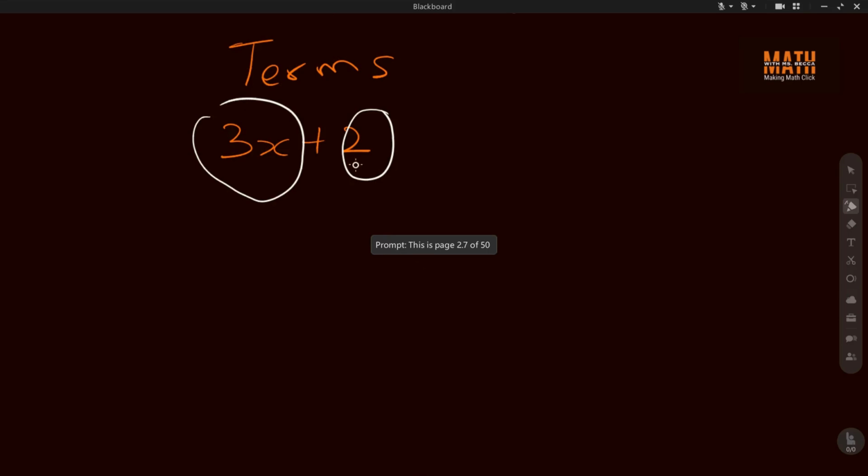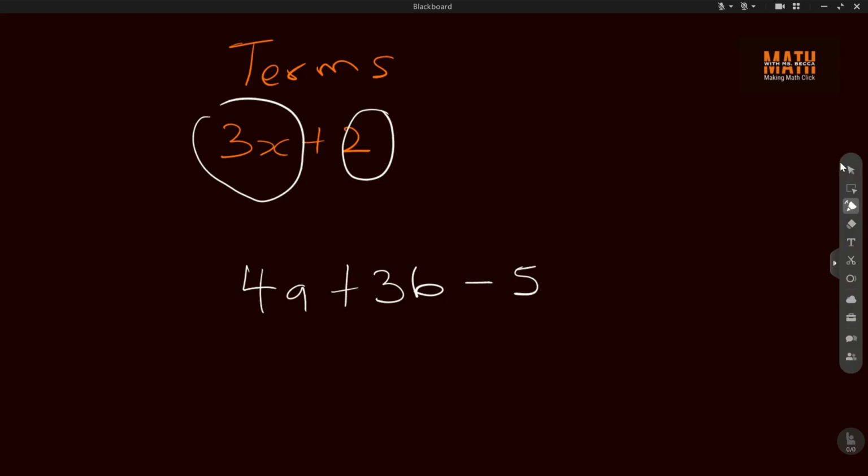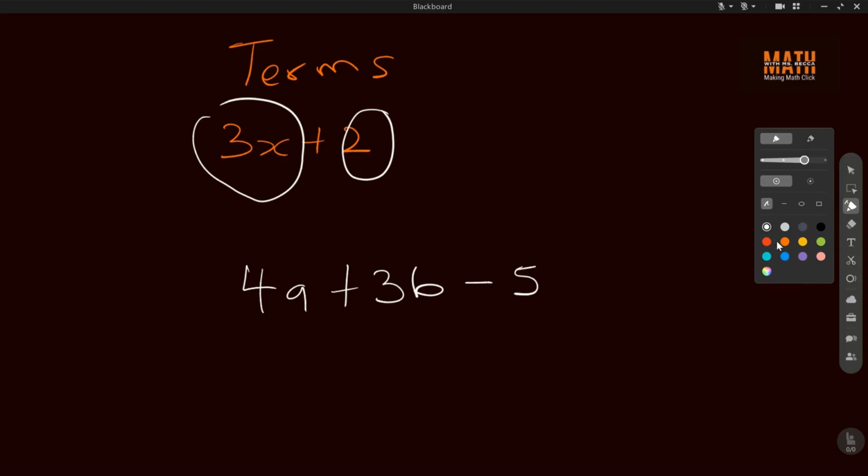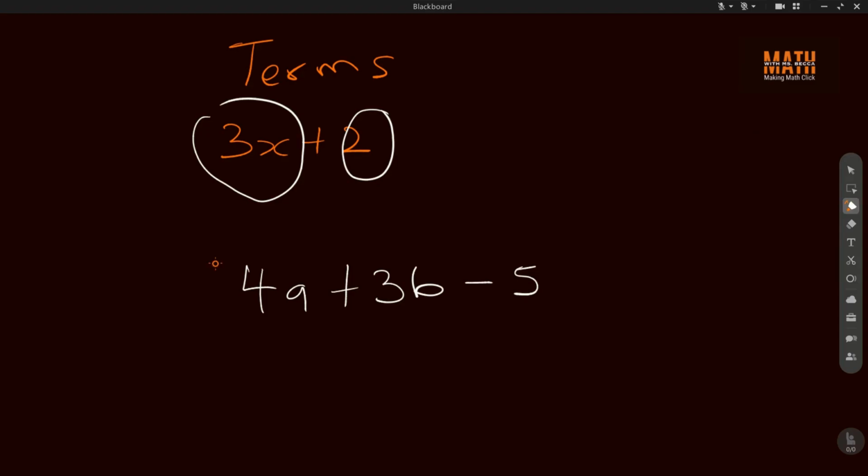Now in 4a + 3b - 5, how many terms do we have here? Don't forget, each part separated by plus or minus is called a term. So that means in this expression, we have three terms. The first one is 4a, the second one is 3b, and the third one is 5.